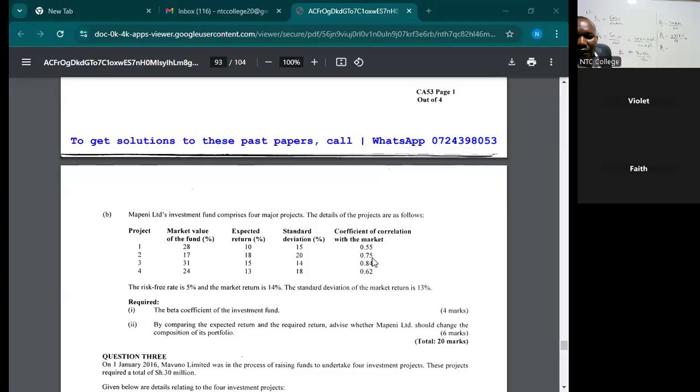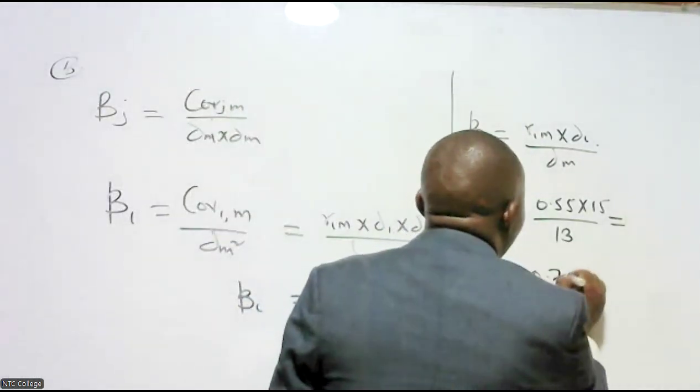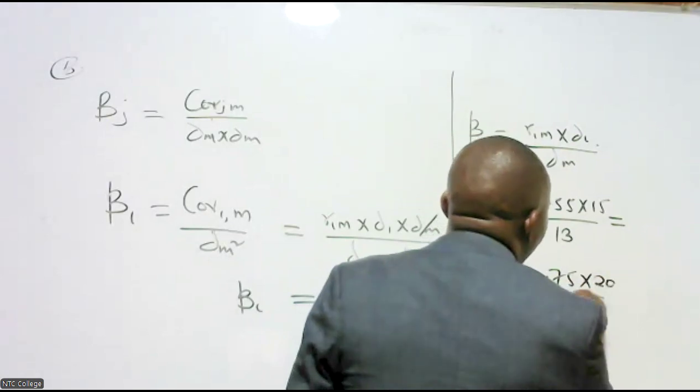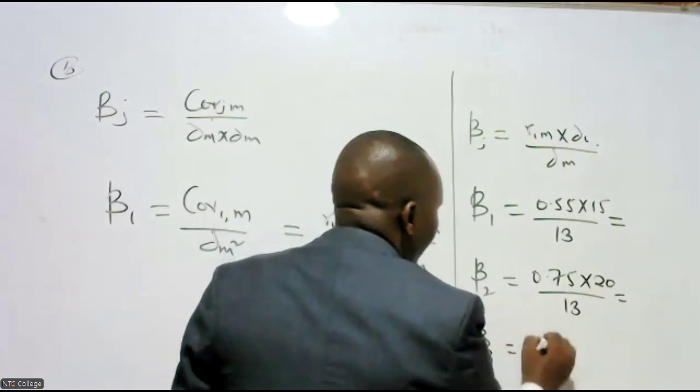So we have 0.75 times 20 all over 13. Everything is over 13 now. So 0.75 times 20 all over 13. Then this one is B3.